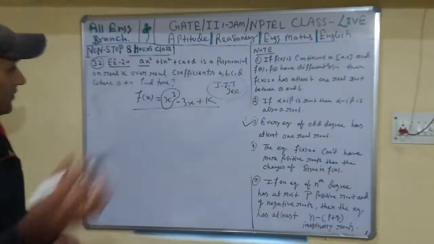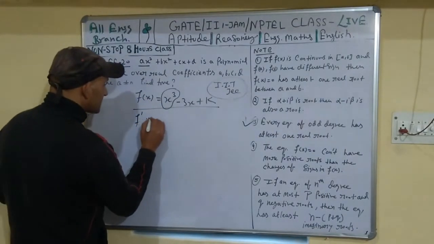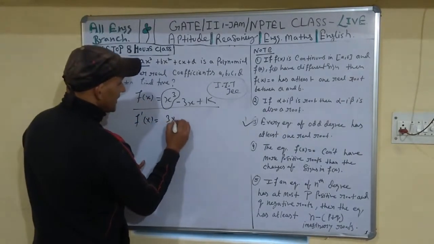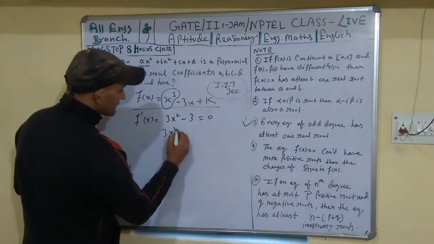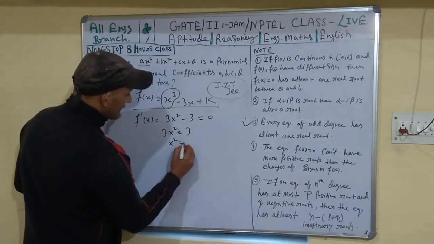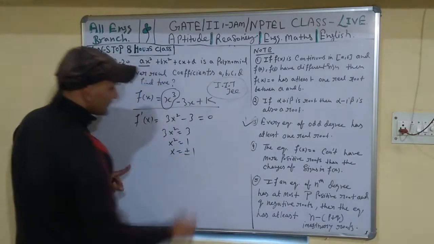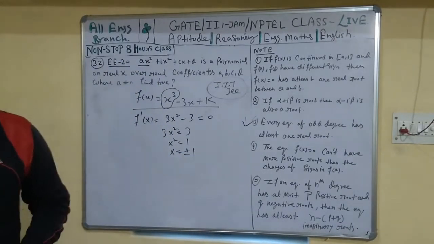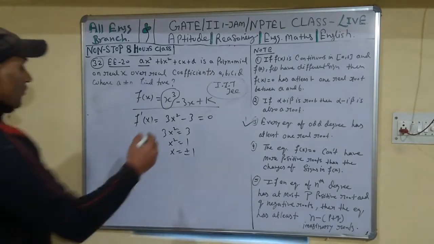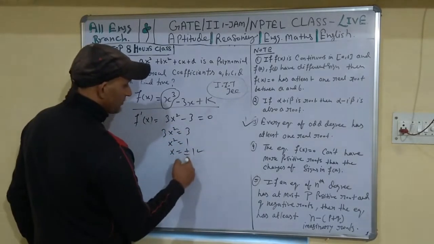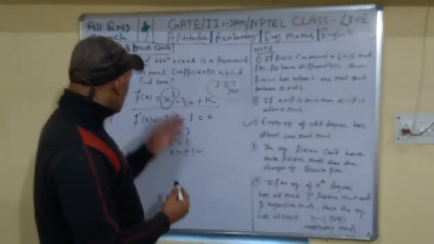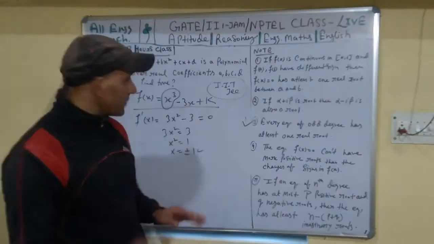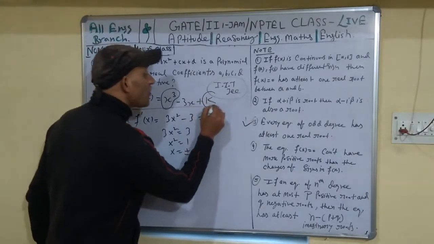At first we will write f dash x, so this is 3x square minus 3 is equal to 0. It means that 3x square is equal to 3 and x square is equal to 1, so x is equal to plus minus 1. Okay, no problem. So there are roots plus 1, minus 1, and the third root is also real. So there are a total of 3 roots, but he is asking to find the range of k.